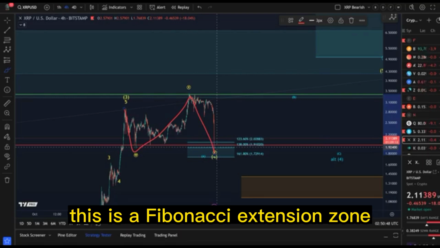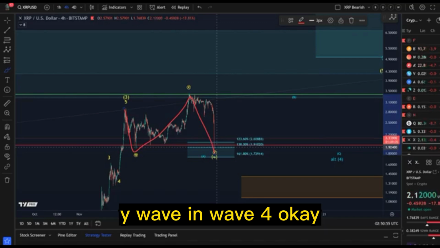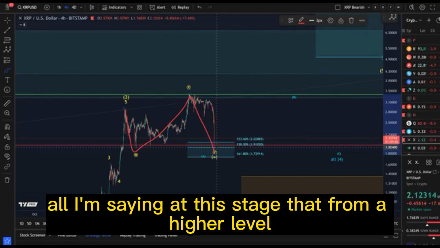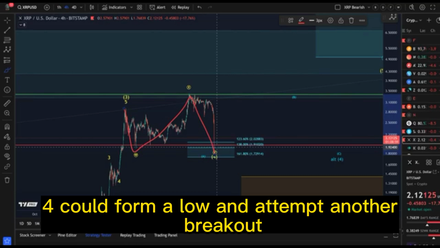This is a Fibonacci extension zone, which shows us ideal extensions for this Y wave in wave 4, okay? All I'm saying at this stage is that from a higher level, this is an ideal area where the wave 4 could form a low and attempt another breakout.